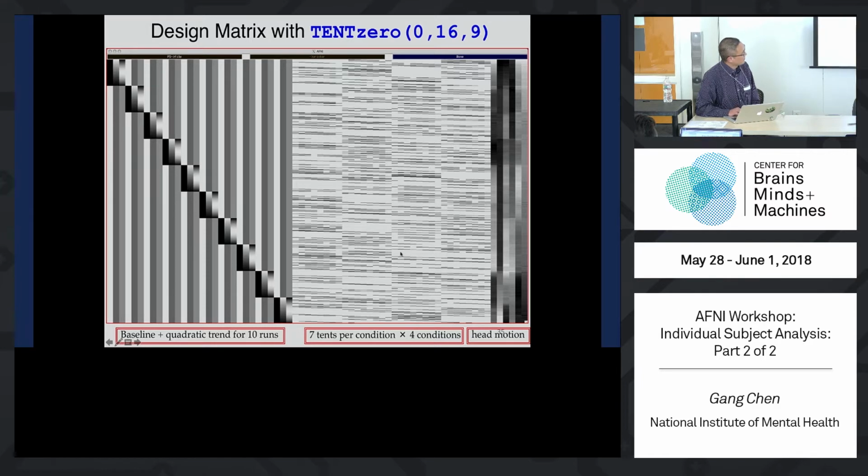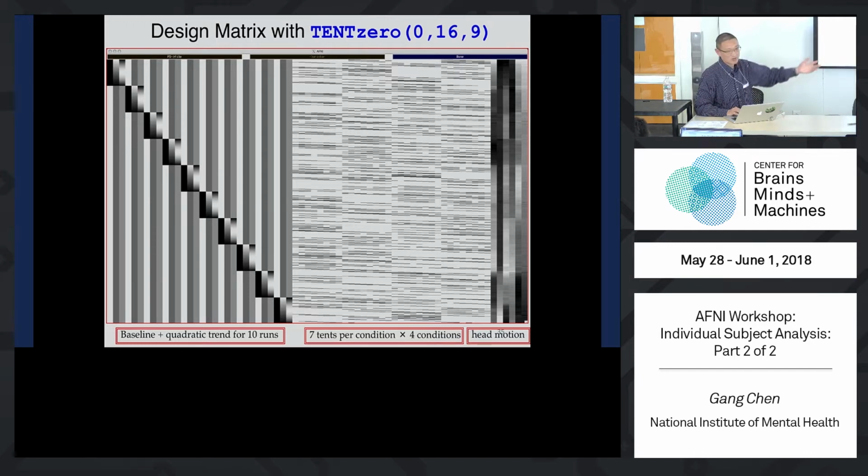Then we have 4 big columns. Remember, we have 4 conditions. Each big column contains, in this case, 7 regressors. So we have 7 regressors for each task. 4 tasks, that's 7 times 4, 28 regressors. So in the traditional approach, we would only have 4 regressors for the tasks. But here, each task will have 7 regressors. Those 7 betas will characterize the hemodynamic response.